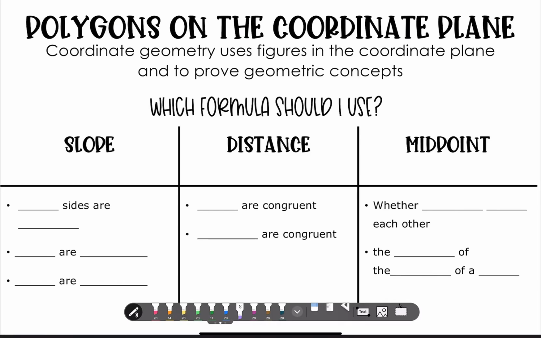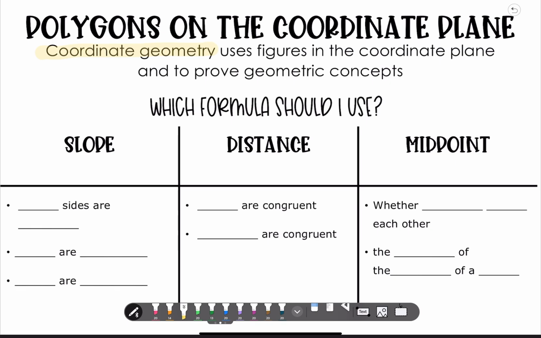Hey everybody, so we're going to be talking about polygons on the coordinate plane, and this uses coordinate geometry, which uses figures in the coordinate plane to prove geometric concepts. So we can prove whether 3 points on a coordinate plane are a triangle or 4 points are a parallelogram, a kite, a trapezoid, square, rhombus, rectangle, whichever one. You could do that using any of these three formulas.